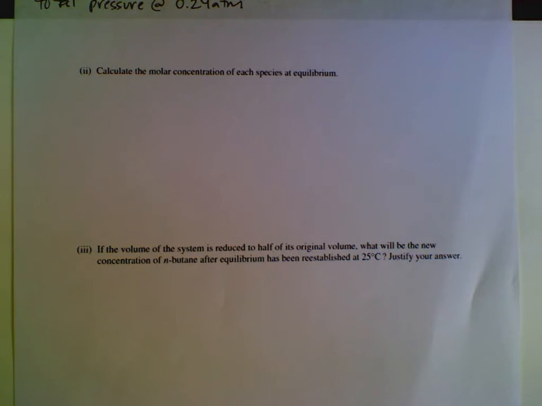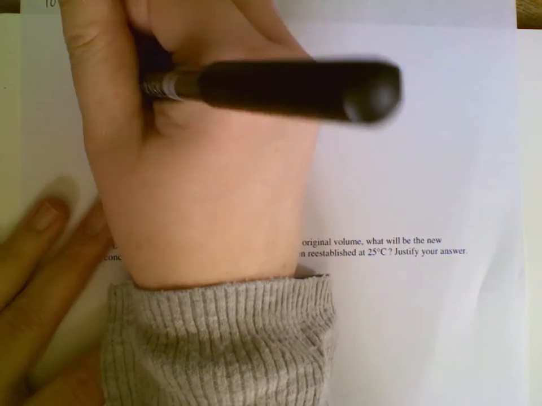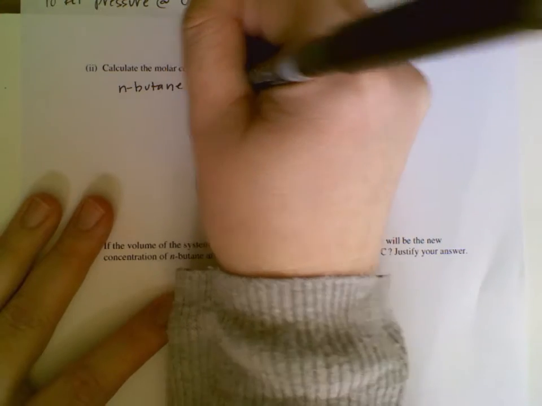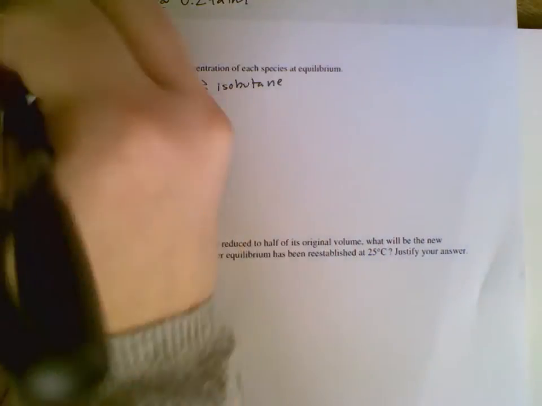In this situation, if you have to find the concentration of all species at equilibrium and you don't have a massive equilibrium constant, you are going to have to use an ICE table to figure out those concentrations. So you need to figure out the setup for your ICE table. It's going to be N-butane going to isobutane. And I'm going to set up my ICE table.